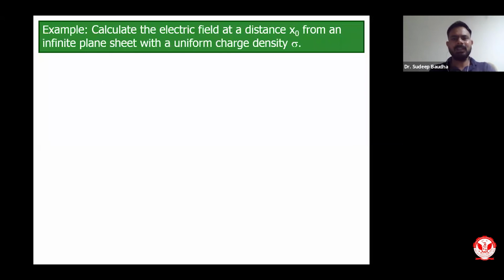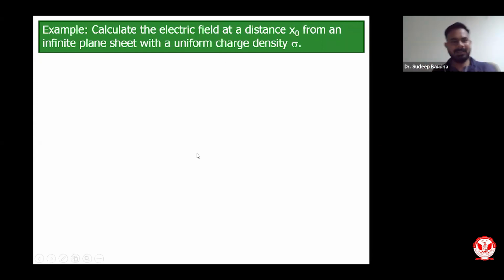Now let us see, an interesting question arises. If I have a sheet which is infinite in nature, what will be the electric field exerted at a point x naught because of this infinite plane sheet of the uniform charge density sigma? I hope everyone must know this answer.